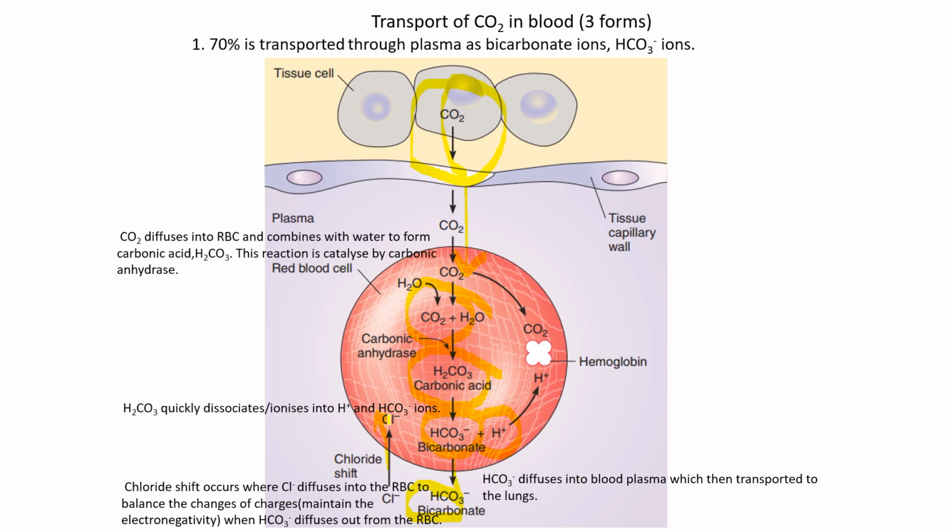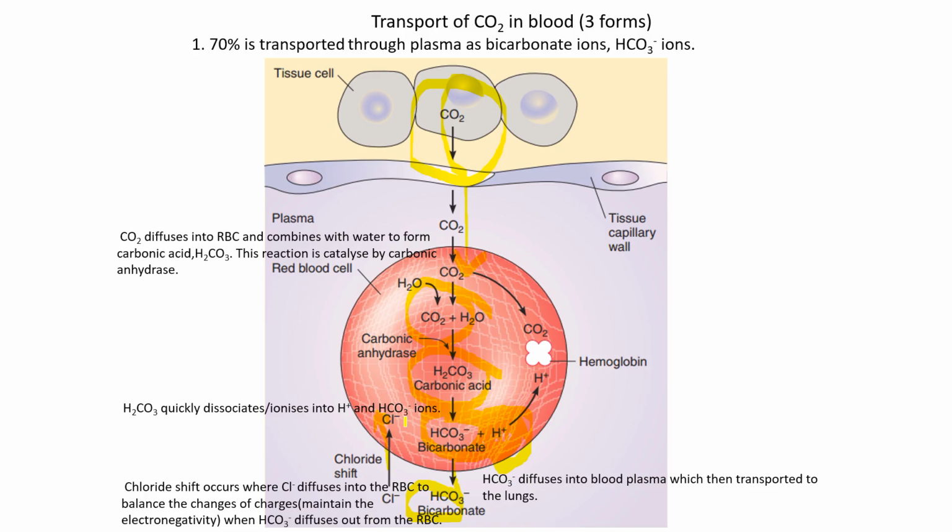So there is an imbalance of charges inside the red blood cell, because the hydrogen ions from the earlier ionization or dissociation of the carbonic acid are still inside the red blood cell, and these are positive charges, or cations. So the total net charges here need to be balanced. That's why chloride shift occurs, or simply, chloride shift occurs to maintain the electroneutrality of the red blood cell.